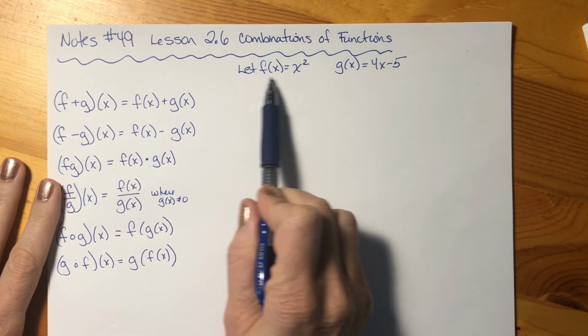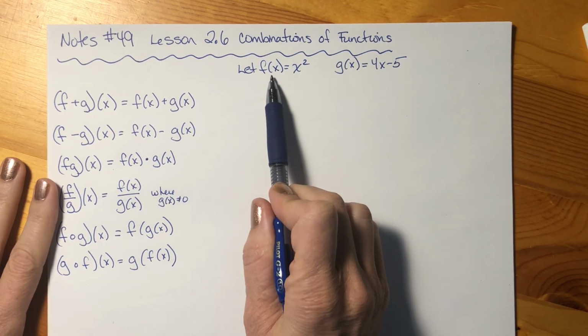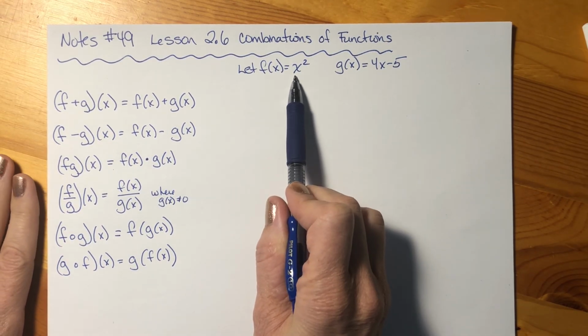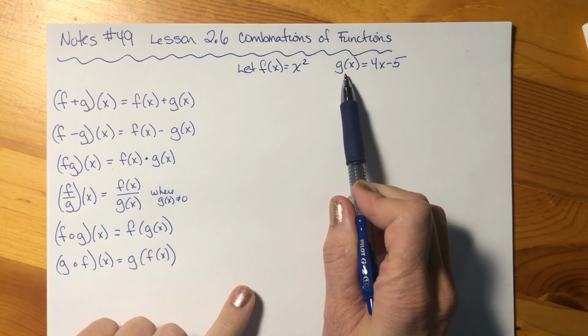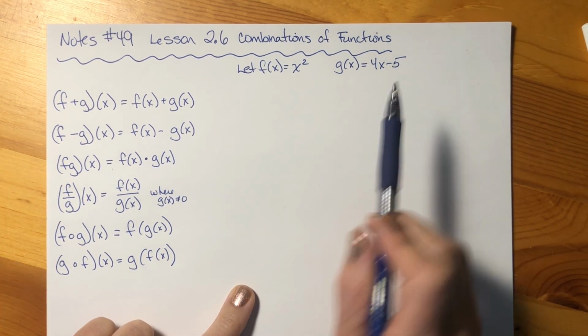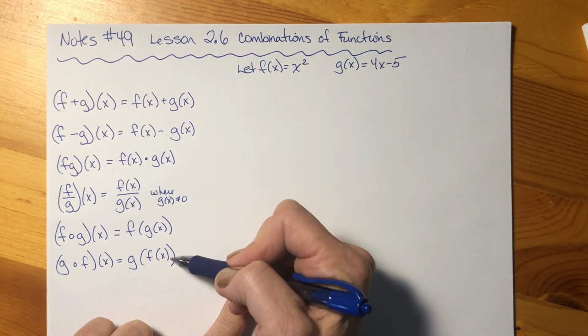We're going to dive right in, and I have an example of two functions. The first function, f of x, is equal to x squared. And the second function we're going to use is g of x, and that's equal to 4x minus 5. So we're going to do an example of each of these.